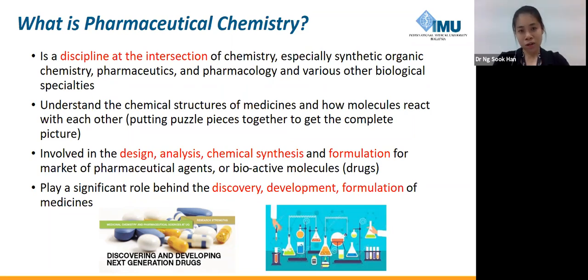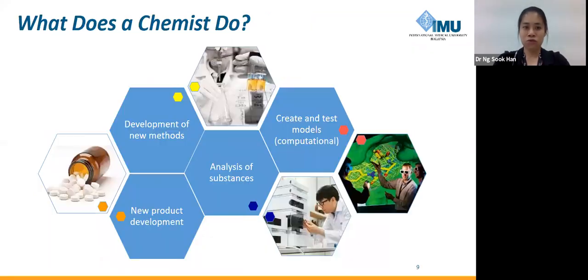Everyday items we take for granted, such as washing powder, cosmetics, perfume, toothpaste, and toiletries, were developed with the help of chemists. Exciting products such as new fabric for sportswear, laptops, and mobile phones are equally dependent on chemistry. Pharmaceutical chemistry is a discipline at the intersection of chemistry and various other biological specialties. So we are like a bridge, involved with the design, synthesis, and development for market of pharmaceutical agents or bioactive molecules, for example, drugs. The IMU PharmChem program introduces all aspects of pharmaceutical chemistry.